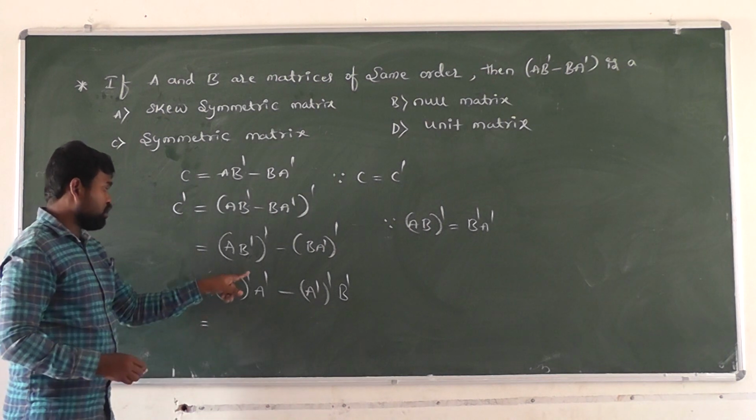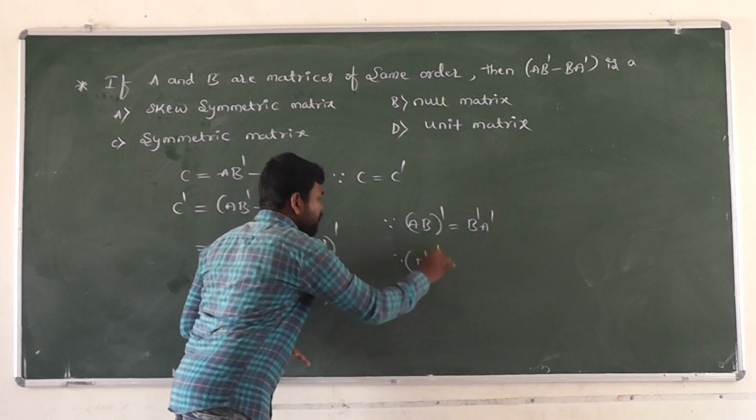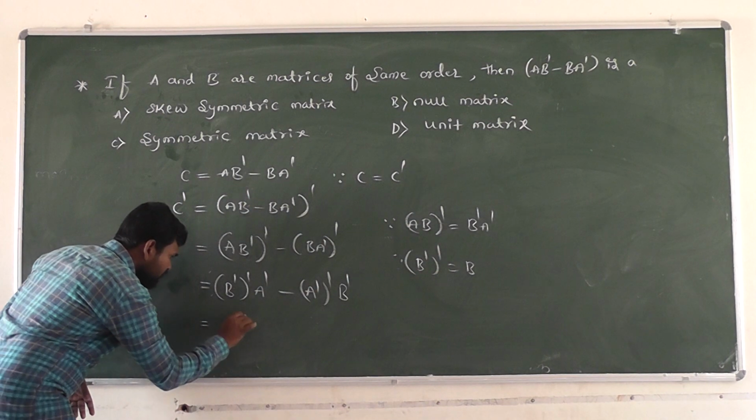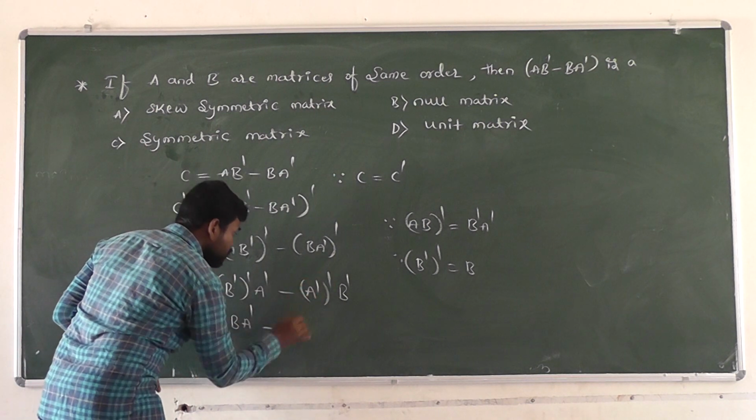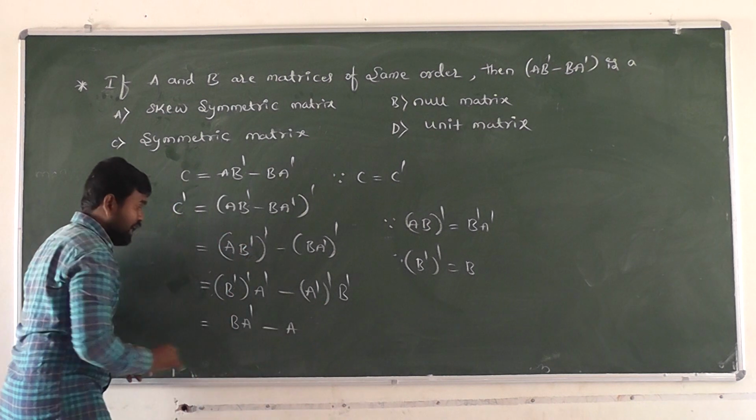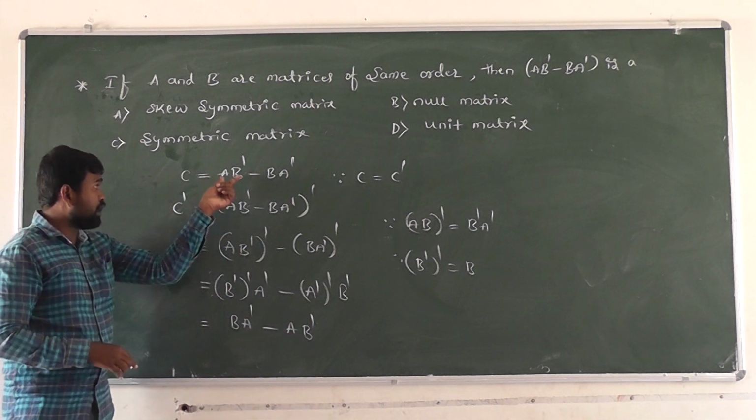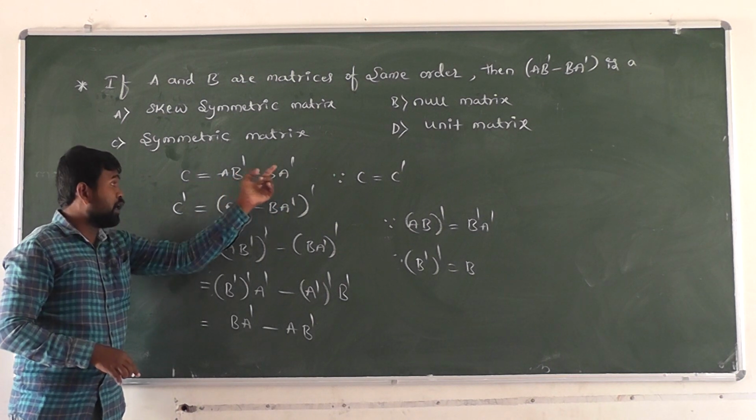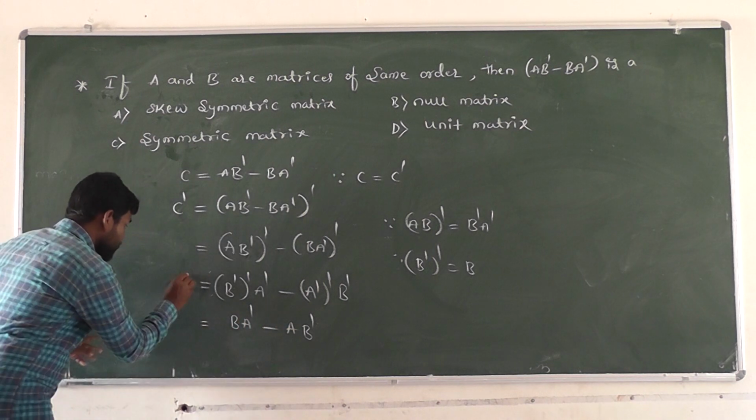Here B transpose whole transpose is nothing but B, and A transpose whole transpose is nothing but A. So we get B A transpose minus A B transpose. But in our question what is given? A B transpose minus B A transpose. A B transpose minus B A transpose is not equal to B A transpose minus A B transpose, right?